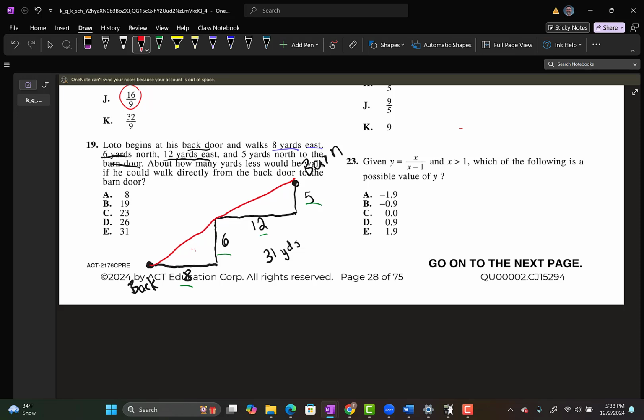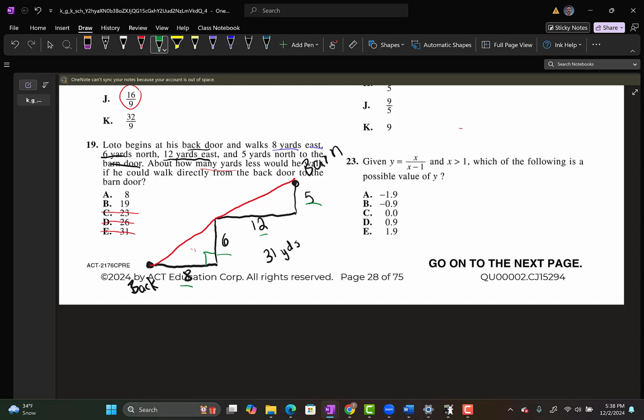To find the straight path, which is obviously going to be shorter. Now, first off, it wants to know how many yards less he is walking on this red line. We know it's not 31, and we can probably venture to say it's not 26. And even 23 seems like a large number. 19 even seems kind of large. Do we think this red line is less than 30, more than 19, only 19 yards less than 31? I don't think so, but let's use math to double check.